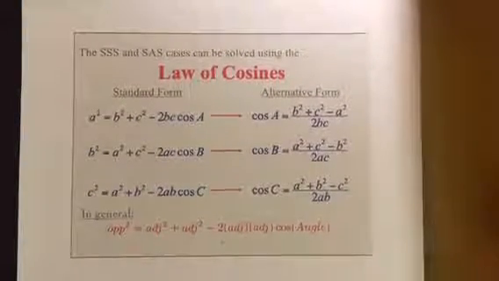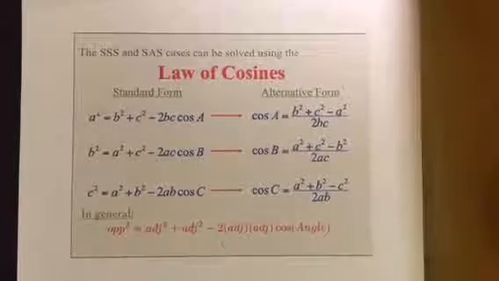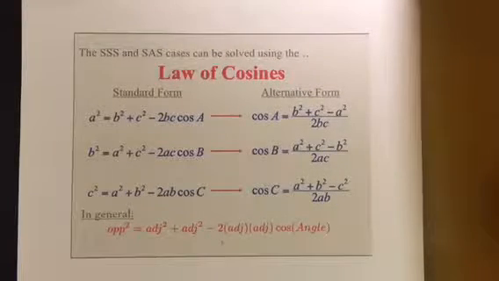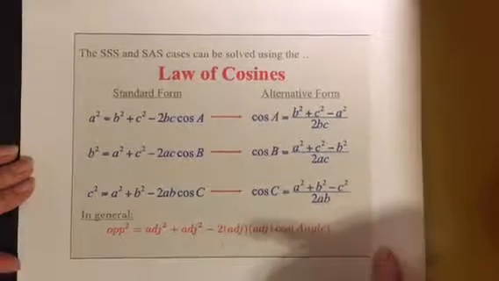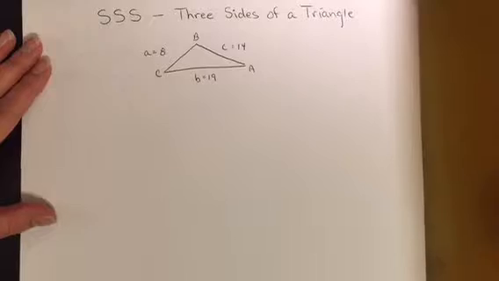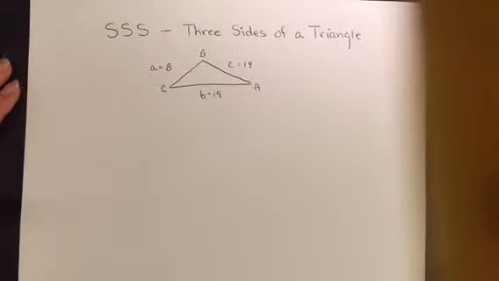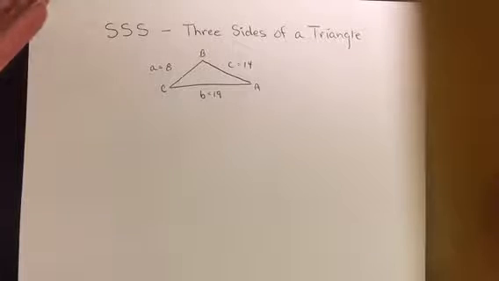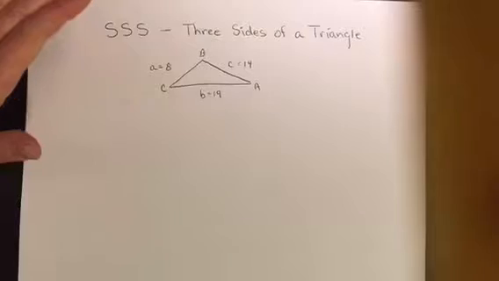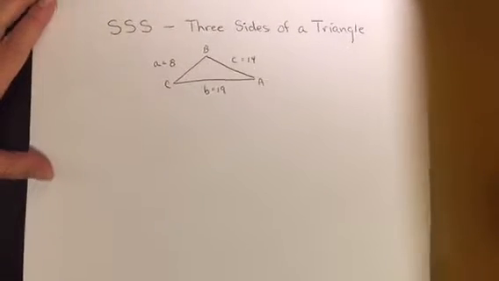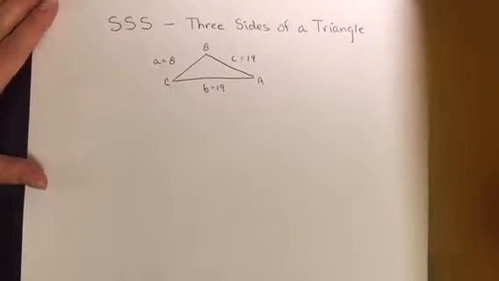Today we're going to work on the law of cosines. Go ahead and pause the video and copy the law of cosines into your notes. The first example I'm going to do is three sides of a triangle. The law of cosines only applies to three sides of a triangle and side, included angle, side. So there are two types of problems that use the law of cosines. So, three sides of a triangle.